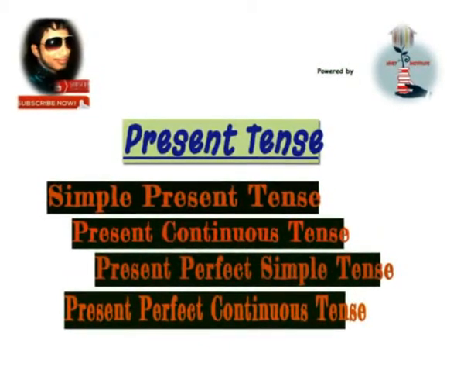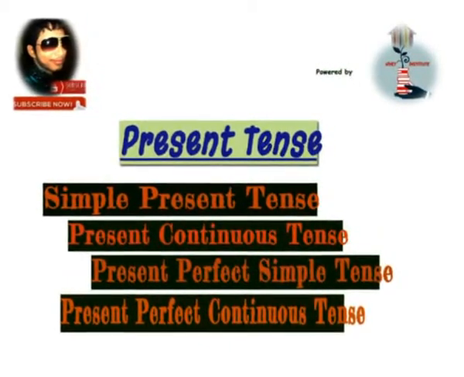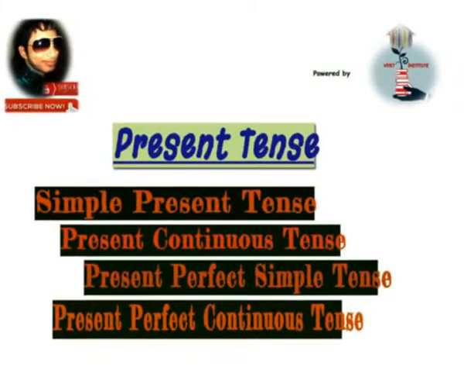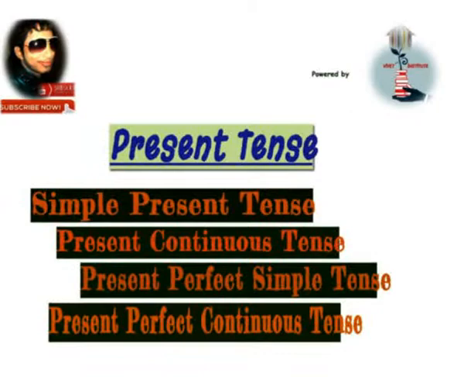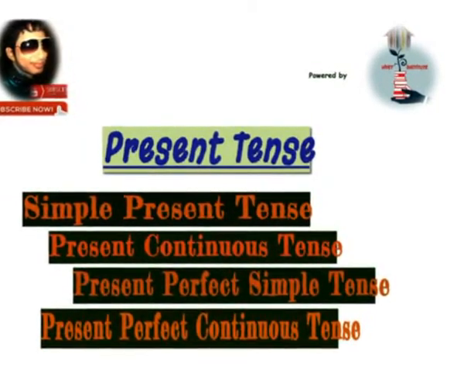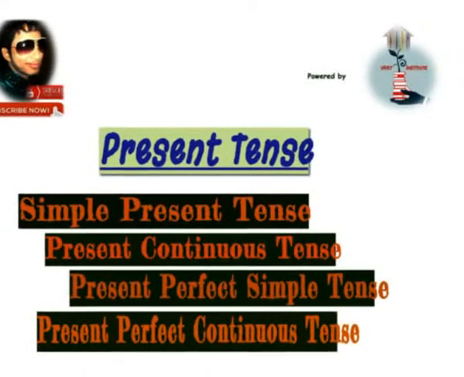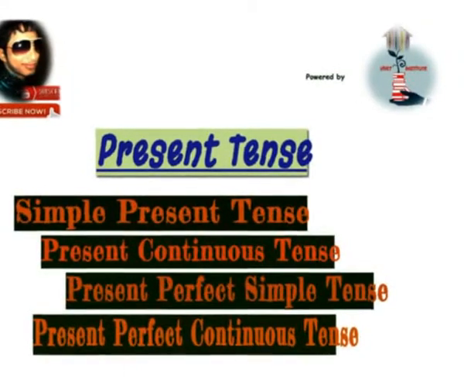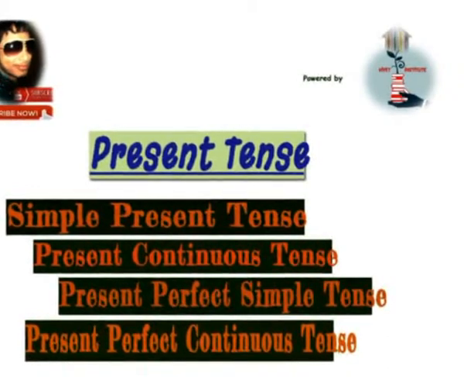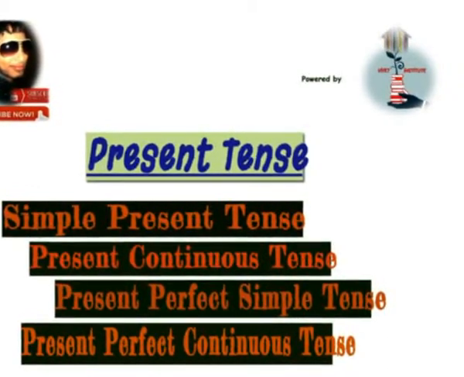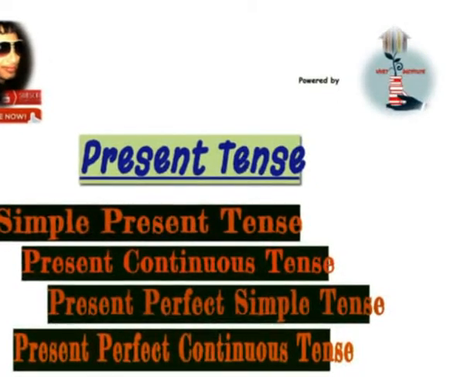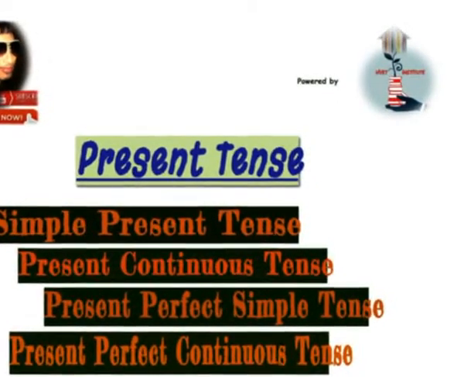Today we are going to briefly explain tense, and here today we are going to describe the various kinds of present tense. So now, coming to the topic: present tense. Present tense has four types: simple present tense, present continuous tense, present perfect simple tense, and present perfect continuous tense.